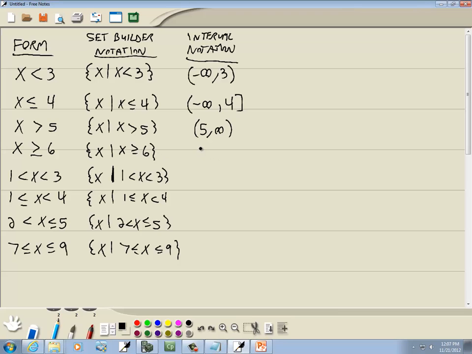This one is x is greater than or equal to 6. So x is going to positive infinity. Infinities, again, always have parentheses. The equal to part means bracket here.